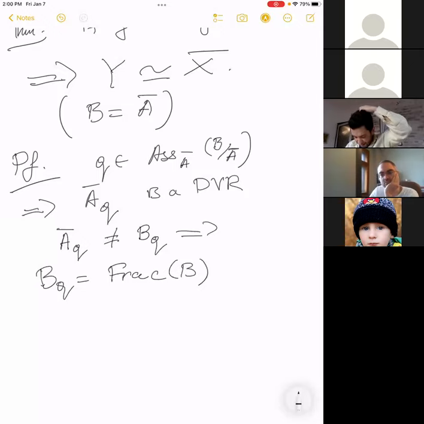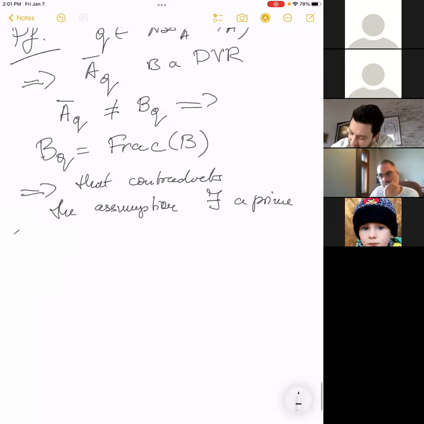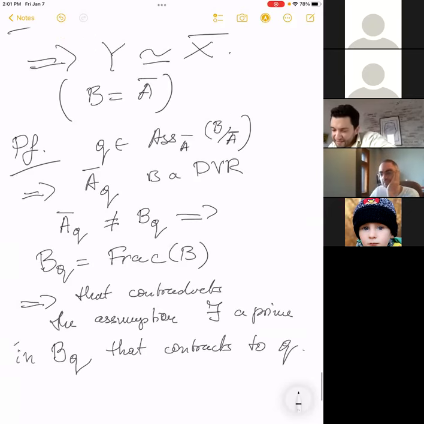And so that's a contradiction. So that contradicts the assumption that there exists a prime in BQ that contracts to Q. So you see, the assumption here is that of surjectivity.